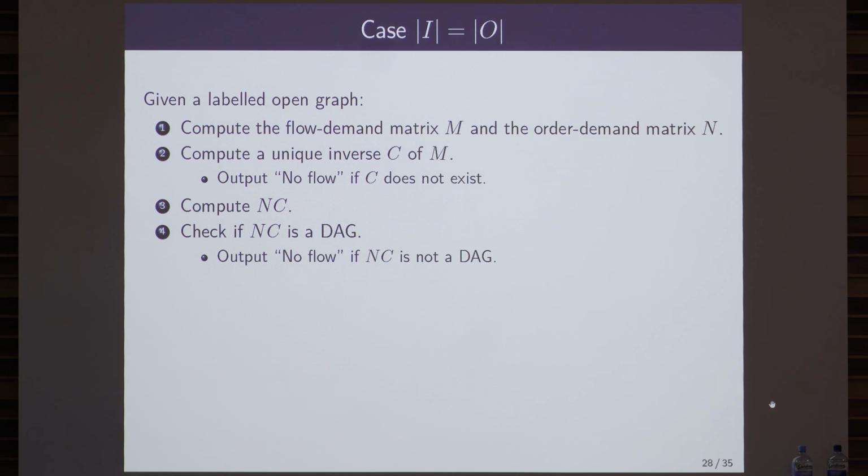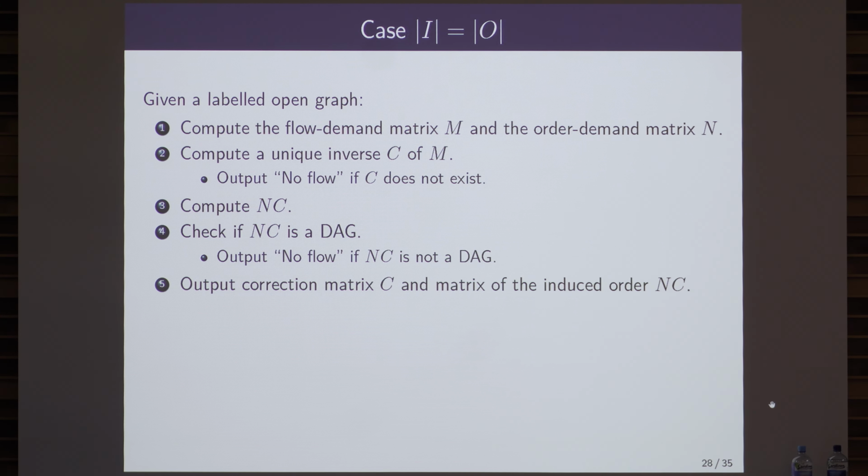And if we don't get a directed acyclic graph, we again output that there is no flow. And finally, if we did, then we can output the correction matrix C and matrix of the induced order to tell us, well, that's the notion of polyflow in this case. This is the set of instructions to get robust determinism.